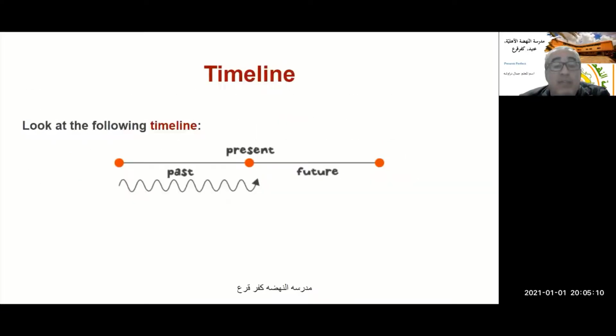Okay, let's look at this timeline. Probably this will make things easier for you to understand. In the timeline we have the past, this is the past, and this is the present, and this is the future. Now, the present perfect is here, it is the linkage, the connection between the past and the present. It should appear in this area. It's the link between the past and the present.